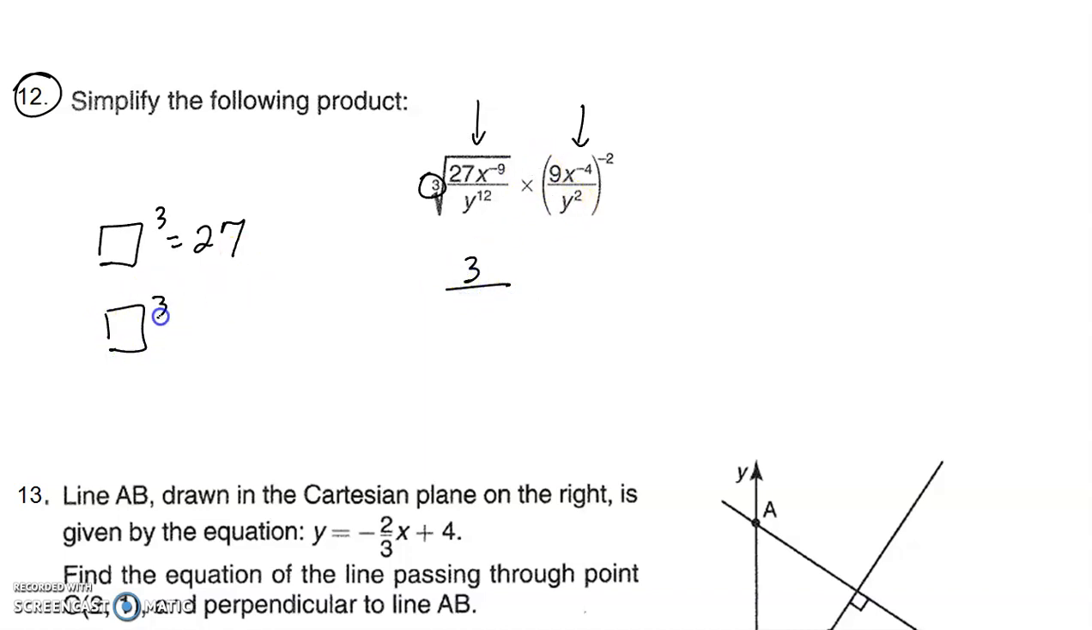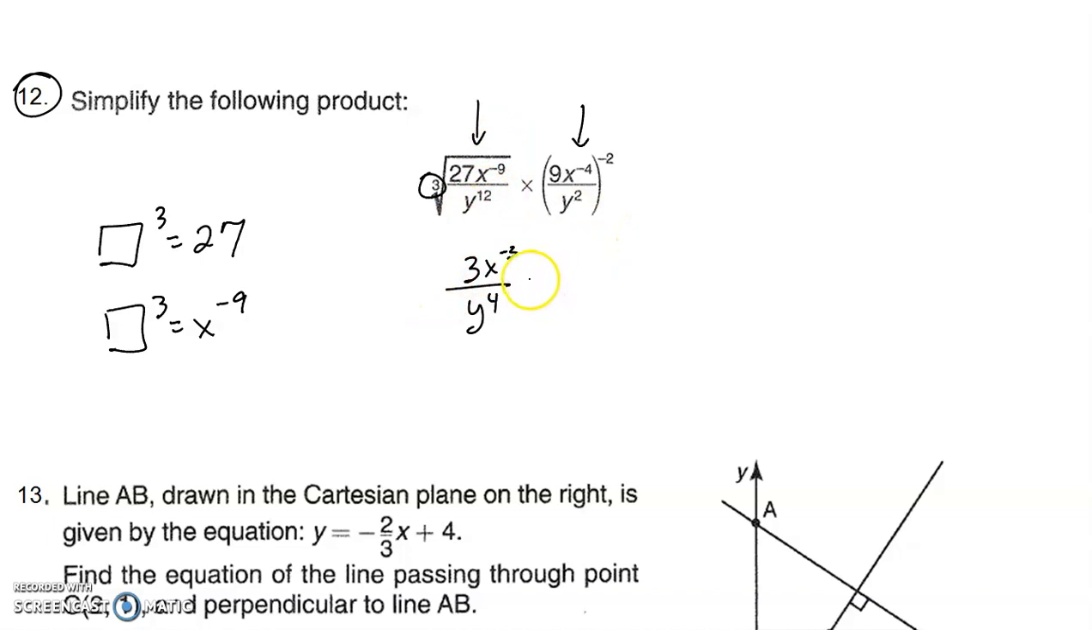Something cubed is equal to x to the negative 9. So inside there must be x to the negative 3, right? So you divide the exponent by 3. And on the bottom, that will be y to the 4. So that's called cube rooting. Square rooting, you chop the exponents in half and you square root the number. Cube rooting, you divide the exponents by 3 and you cube root the numbers.